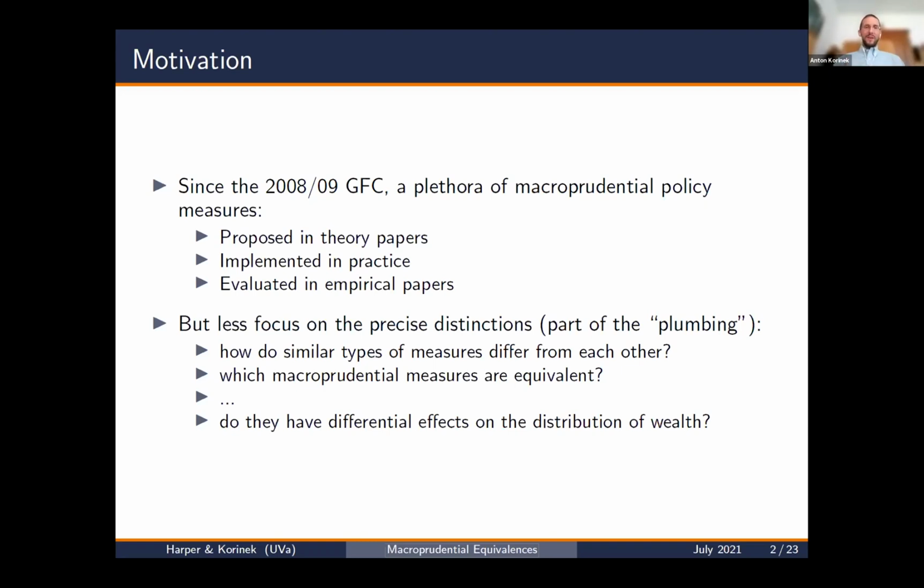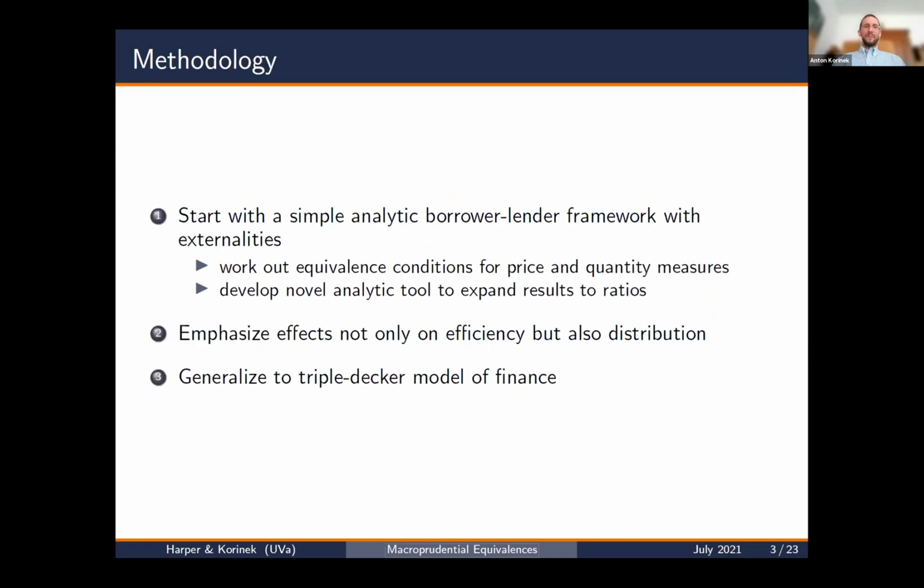I believe some of the most important results in economics are equivalence results. Of course, they never hold precisely in practice, but they give us a very important benchmark to think about. And then as we continued to work on this project, we realized that one of the main distinctions of many different measures is that they have differential effects on the distribution of wealth. And that's also one of the prime focus points in our paper.